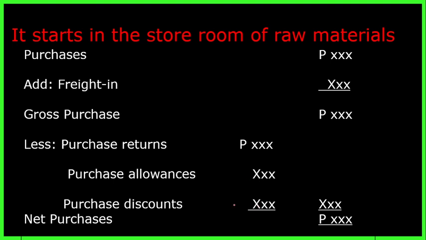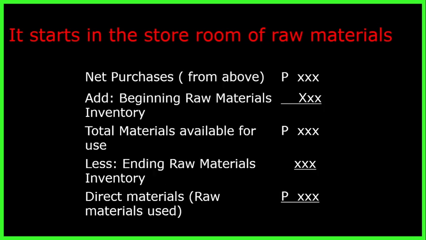And of course, purchase discounts: if your purchases were purchased on credit, and then you paid them ahead of time, tapos the supplier offered a discount to you for paying ahead of time, then that is now what you call purchase discount. Okay, so ayun. Now, if you deduct the total of these three from your gross purchase, you will now have your net purchase. Ayan. I think I have an illustration here.